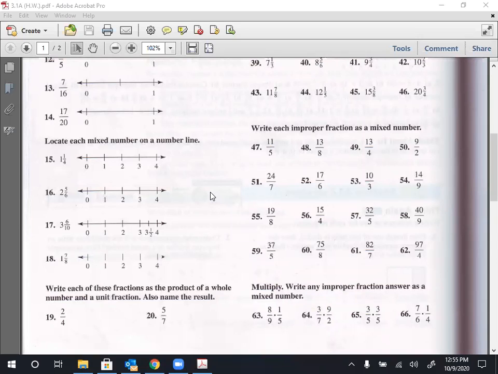If I'm looking at my dot, I need to look at the whole number. It goes right on number 2. So I know I have 2, so I'm going to go to 2, and my dot's going to be somewhere between 2 and 3, because it's 2 and 5/6. 5/6 is going to be really close to 3 units. So I'm going to make marks and split it into 6 little parts.